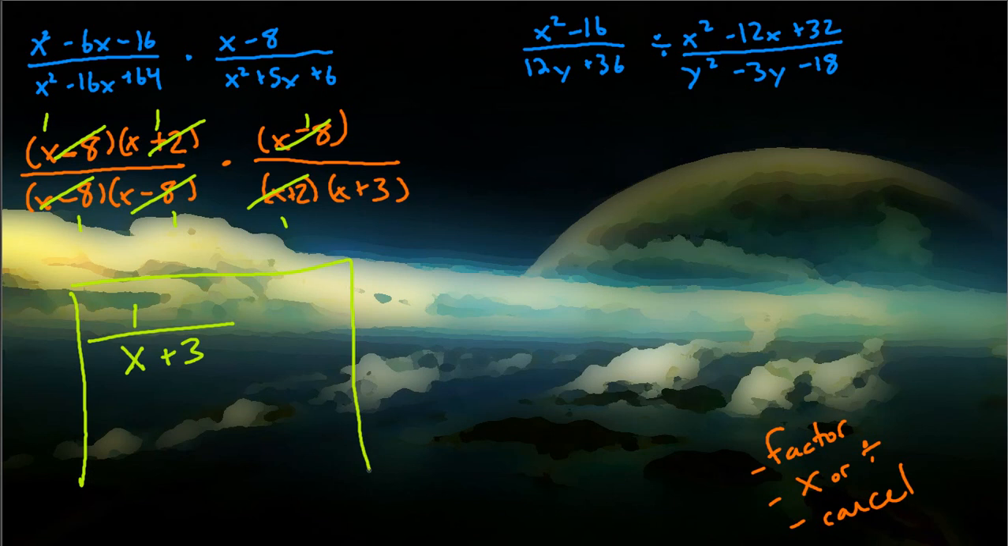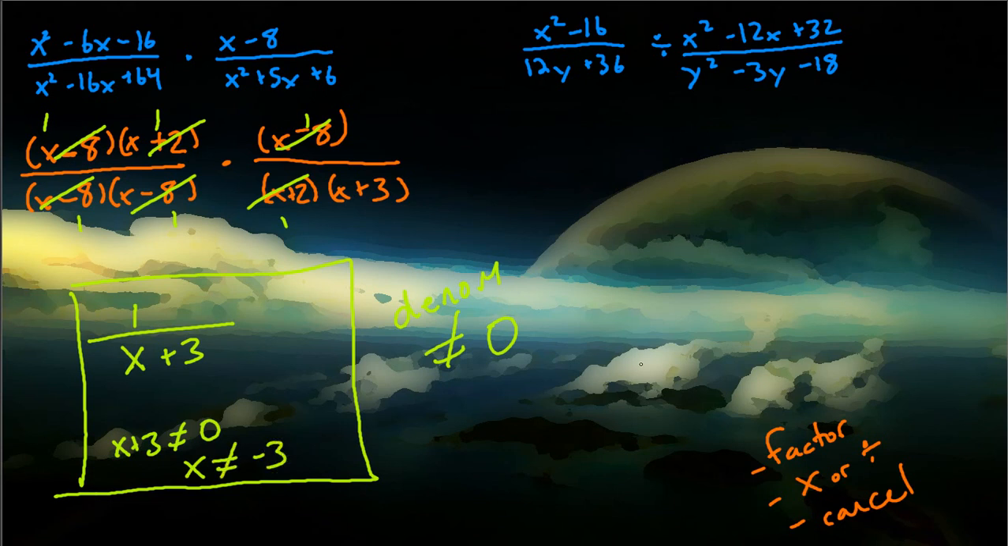Now, at the last step here, we're going to think, is there anything that x can't be? So remember, the denominator cannot equal 0. The numerator can equal 0, but not the denominator, because then we'd get infinity. So I'd say x plus 3 cannot equal 0, which means x cannot be negative 3. And that's our final answer right there. And we don't necessarily need to show this part, just that x can't be negative 3.